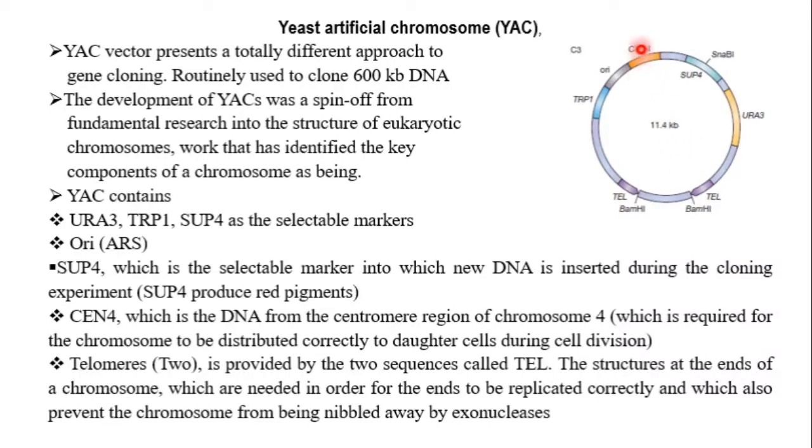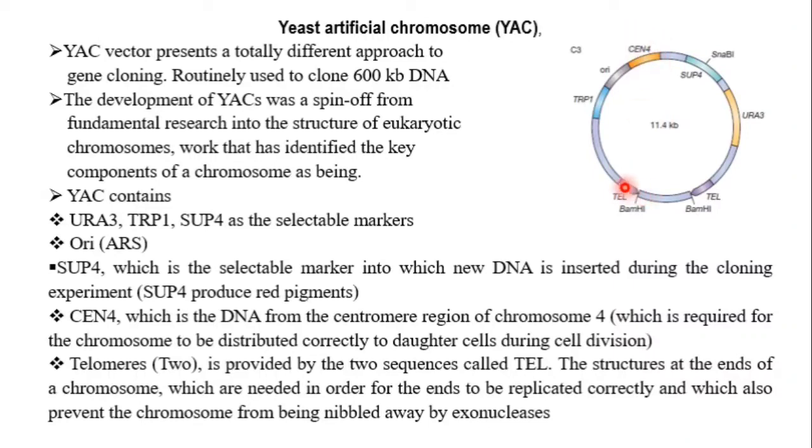CEN4 is a part of the chromosome, the centromere, taken from yeast chromosome 4. The CEN4 is taken from the centromere portion of yeast chromosome 4, and this part helps in the distribution of the chromosome during the process of cell division.